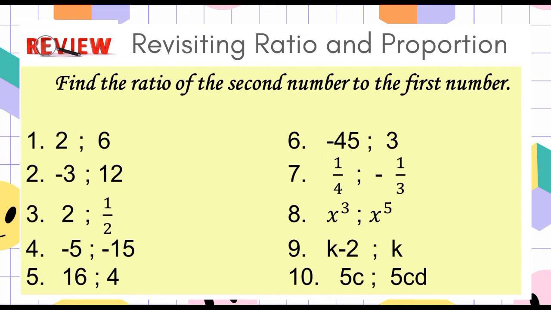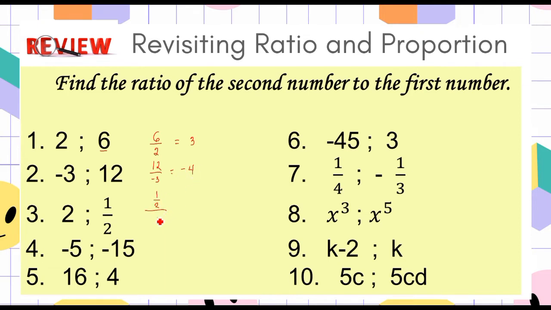Let us find the ratio of the second number to the first number. So, for example, in number 1, we have 2:6. So, paano po ang gagawin? So, yung pangalawang number, which is 6, i-divide natin by 2, and the answer is 3. Okay? Next po ay yung 12 divided by negative 3 is negative 4.